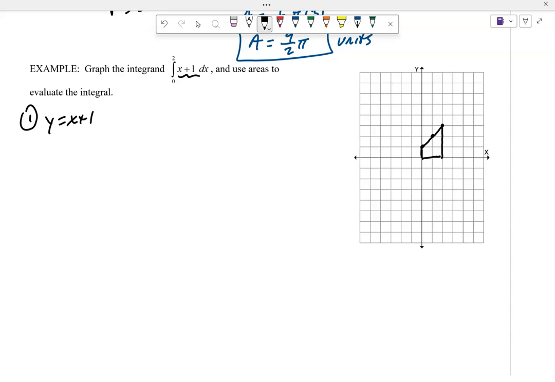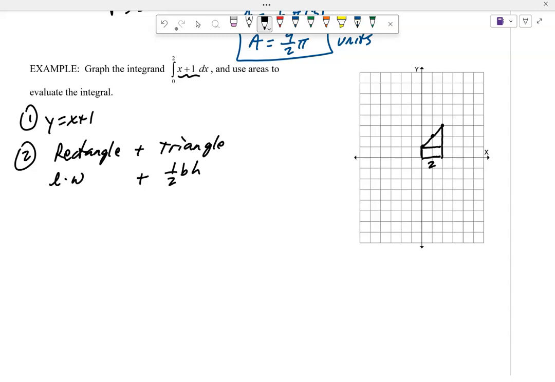I would probably just draw that as a rectangle on the bottom and a triangle on the top. So I have a rectangle, this whole area is a rectangle, plus the triangle. Well, a rectangle is length times width. A triangle is 1/2 base times height. So our length here is 2. Our width here is 1.